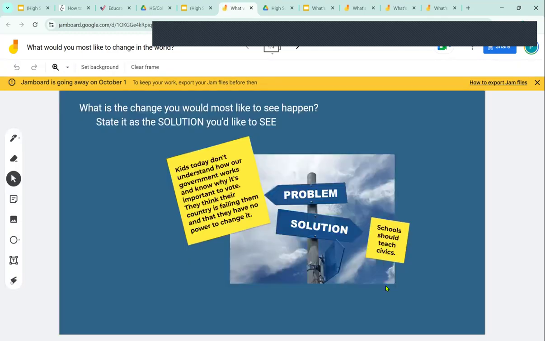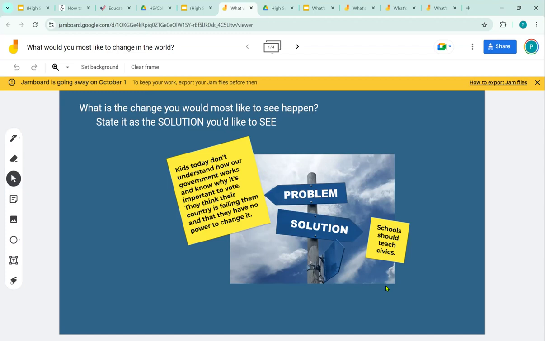This is a Jamboard that starts a conversation. So we ask kids in the classroom for themselves to take that issue from the first lesson and say, all right, frame it as, what's the problem that you don't like about today's world? What would you like to see different? So for me, the problem was that kids don't understand how government works and they don't know why it's important to vote. They think their country's failing them and that they have no power to change. So that's the problem. So my solution is that schools should teach civics.